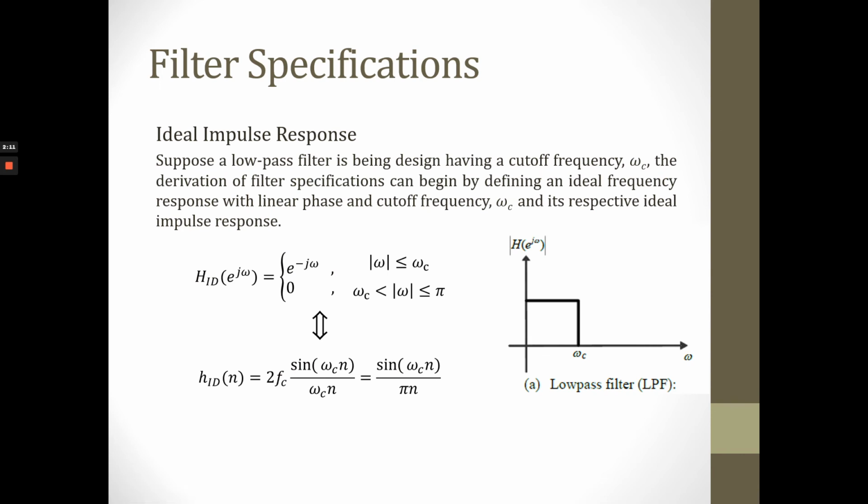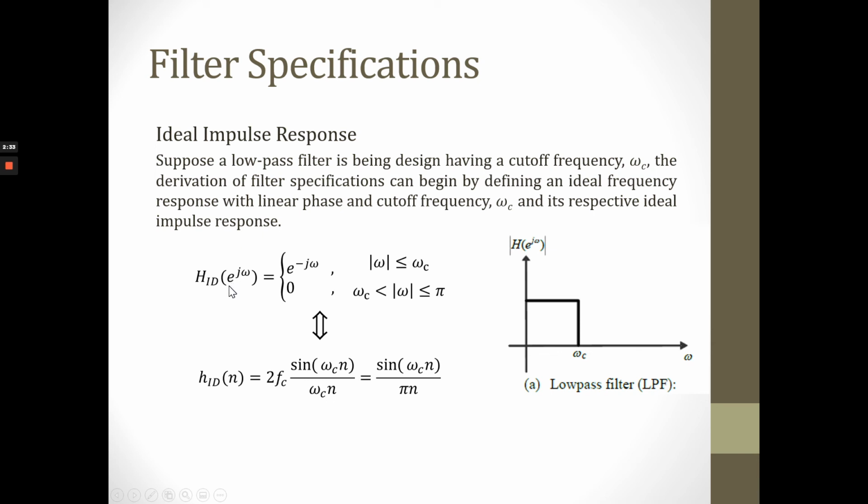So for the ideal impulse response, suppose a low pass filter is being designed having cutoff frequency ωc. The derivation of the filter specification can begin by defining an ideal frequency response with linear phase and cutoff frequency ωc and its respective ideal impulse response.